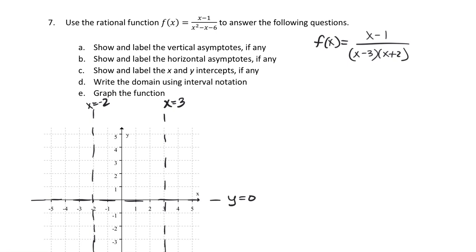X and y intercepts. So starting with the y-intercept here, you let x equal 0. And I'm going to go to the original form here. If x is equal to 0, all of these x variables turn into 0. We've got negative 1 divided by negative 6, which is positive 1/6. It's right about there.